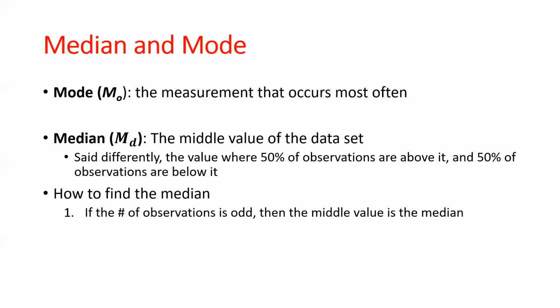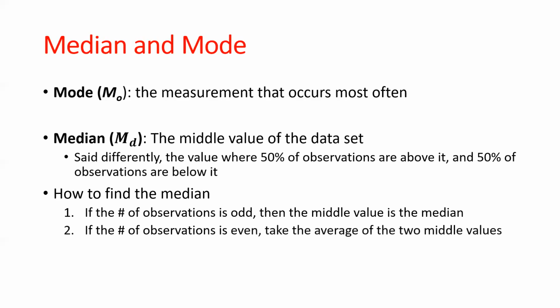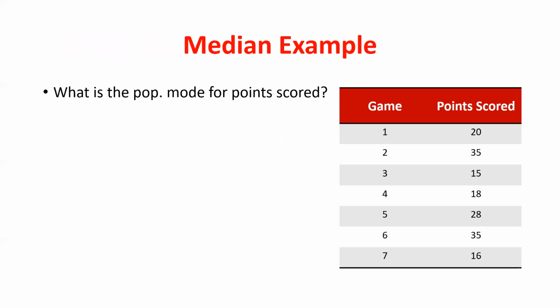So if it's odd, right, it's pretty easy. It's just going to be that value that's left in the middle. If it's even, we'll have 2 left in the middle. We'll take the average of the 2. Let's look at some actual examples of this. Makes it a little bit easier, I think.